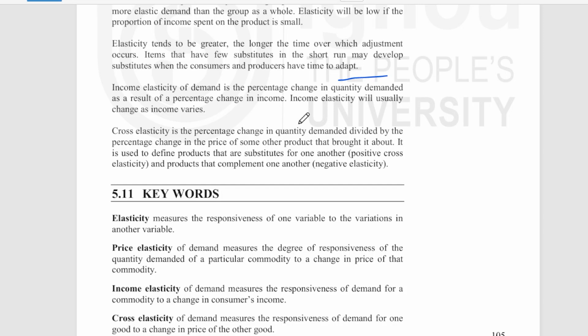And income elasticity of demand is the percentage change in quantity demanded as a result of a percentage change in income. Income elasticity will usually change as income varies. And cross elasticity is the percentage change in quantity demanded divided by the percentage change in the price of some other product that brought it about. It is used to define products that are substitutes for one another, that is positive cross elasticity, and products that complement one another, that is negative elasticity.